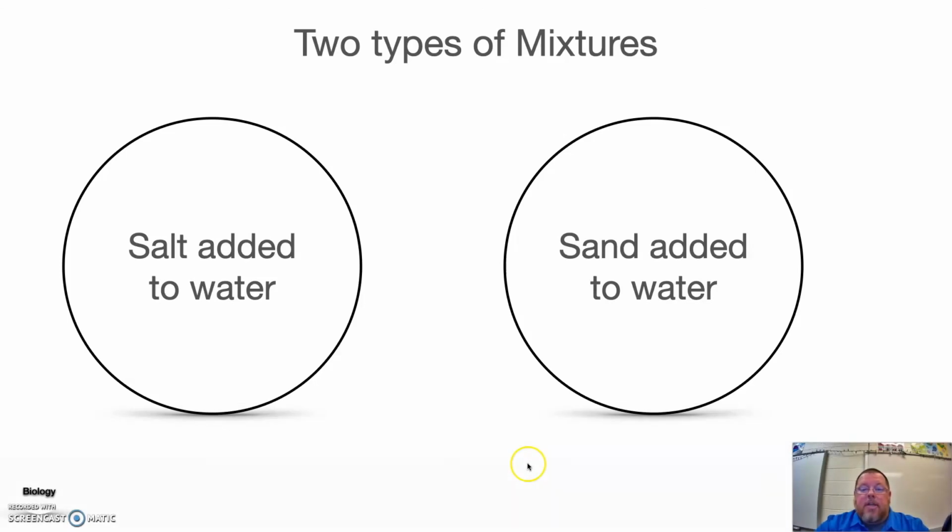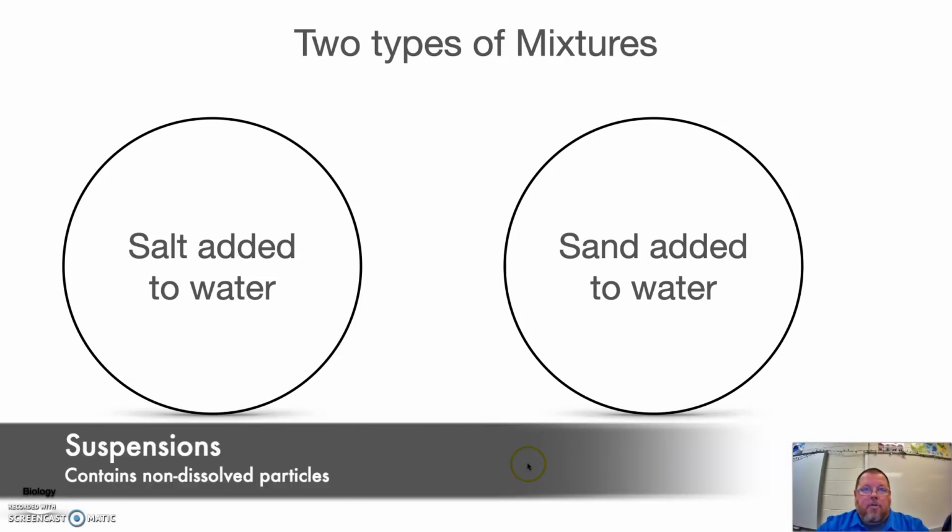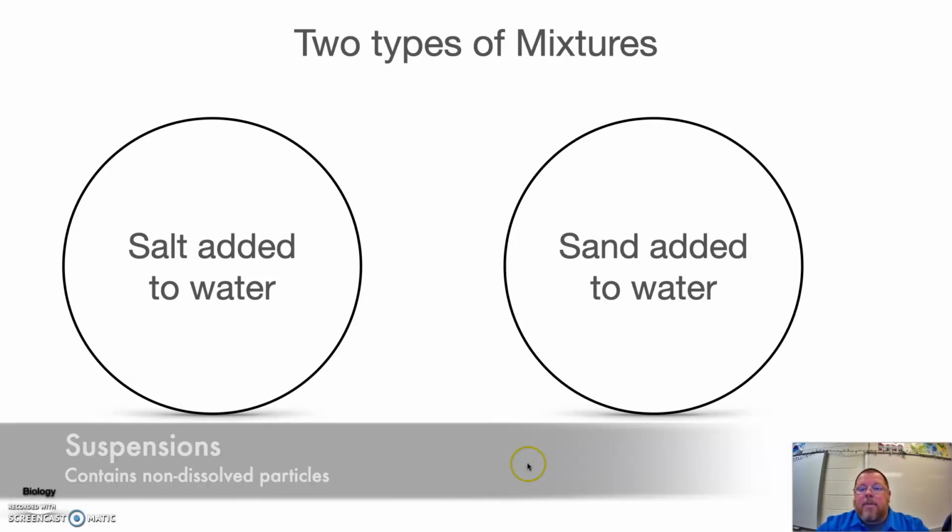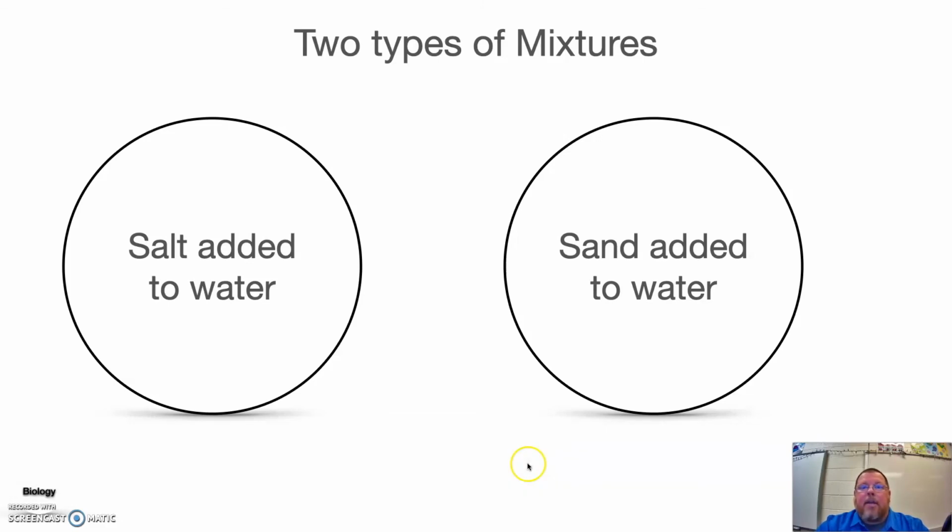A suspension is going to have non-dissolved particles. So if you go down to the beach and you get a bucket of seawater, you will probably pick up some sand as well. So the salt in the water is going to be a solution. However, the sand that you pick up in that water is going to be a suspension. If you continue to agitate it, the sand particles will stay up in the water. However, if you stop the agitation, those sand particles, because they're more dense, they're heavier, will fall out of suspension.